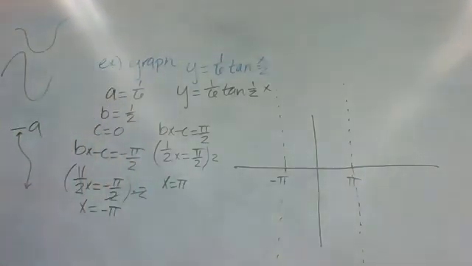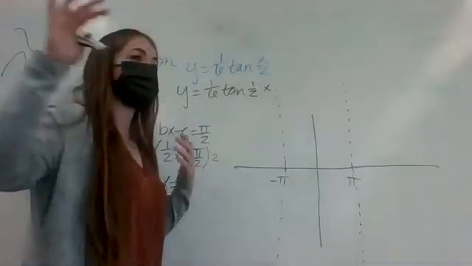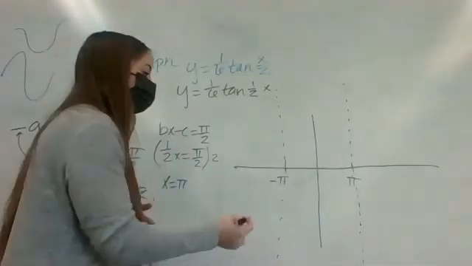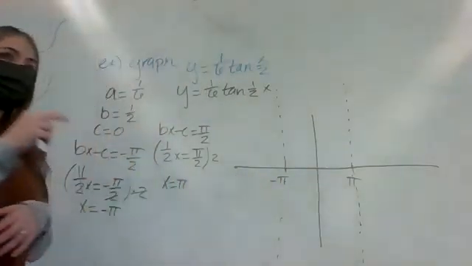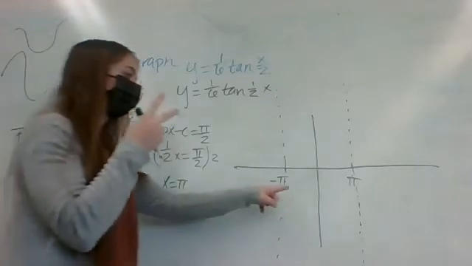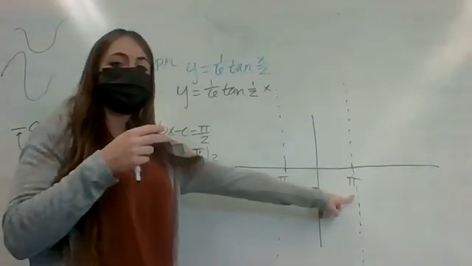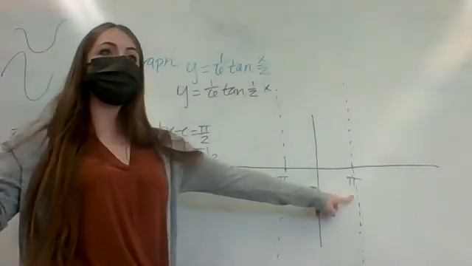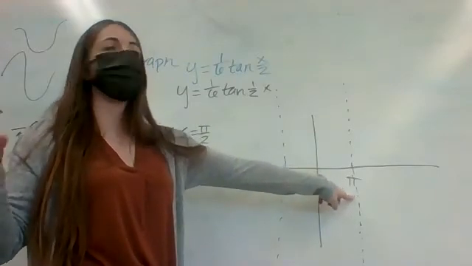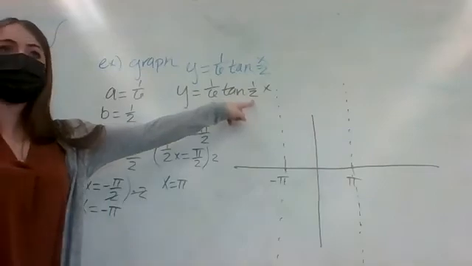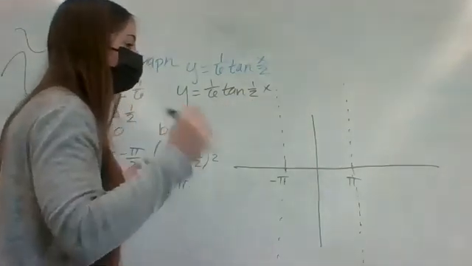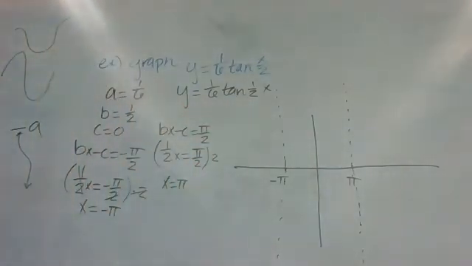I always will want you, especially for tangent, at least 2 periods of this. So I have to figure out then, well, where's my next asymptote going to be at? Between negative pi and positive pi, 2 pi happens, right? There's 1 and then 2, meaning that a full period for this function is 2 pi. Remember, a b value changes your period length, so it's not a surprise that it's not pi for this one.